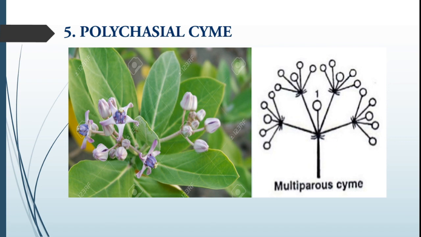And the final category, polychasial cyme. In polychasial cyme, more than two lateral branches arise from the main peduncle. That is the polychasial cyme. And for polychasial cyme, the example is Calotropis.